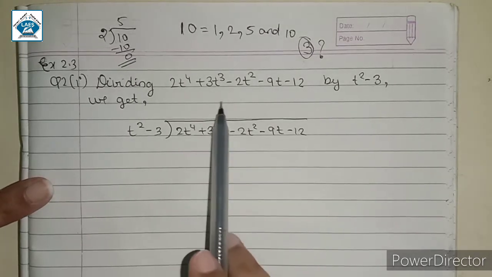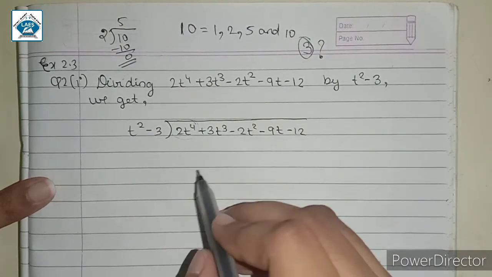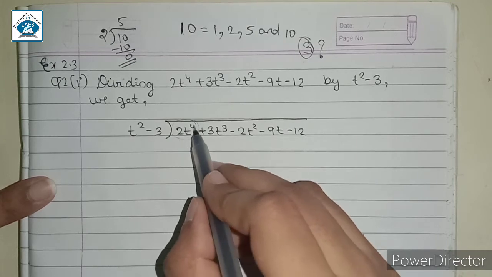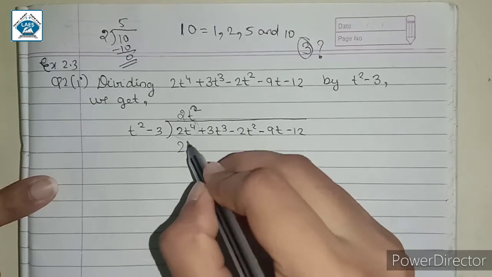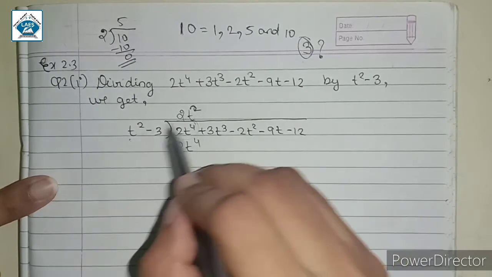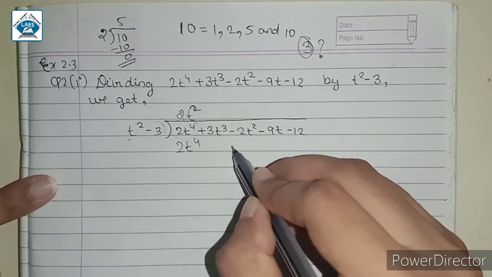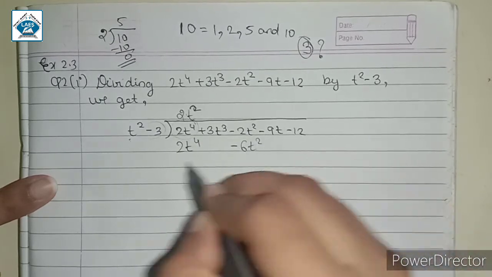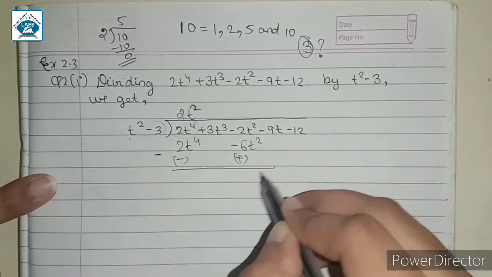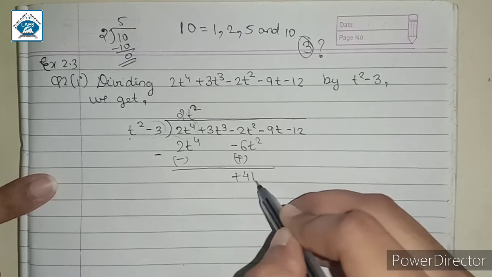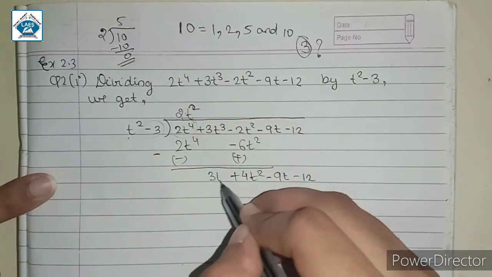To find the first term of the quotient, we will divide the first term of the dividend by the first term of the divisor. On dividing 2t raised to 4 by t square, we get 2t square. So we multiply 2t square with t square to get 2t raised to 4, and when we multiply minus 3 by 2t square we have minus 6t square. On subtracting, the sign changes and we have plus 4t square minus 9t minus 12, and 3t cube as it is.